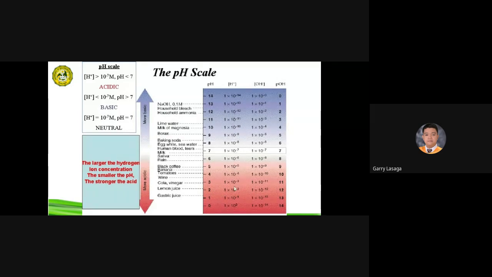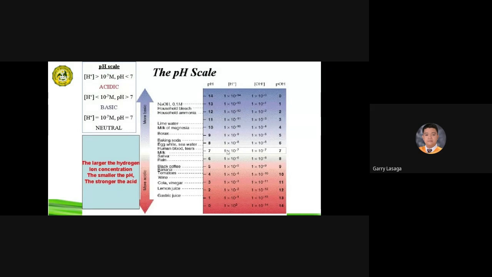So therefore, when you move from 0 to 1, the concentration of hydrogen ion will decrease. When you move from pH 14 to pH 0, the concentration of the hydrogen ion will increase. So in this diagram, we have here our hydrogen ion. When the hydrogen ion is greater than 10 to the negative 7 moles, the pH would be less than 7, and the solution will be acidic.